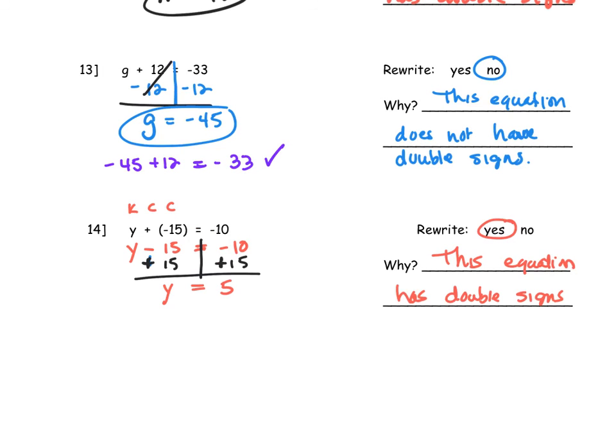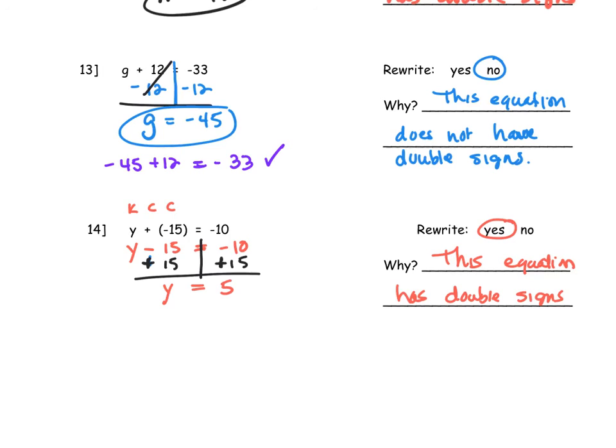Okay, so let's discuss this briefly. We did not have to change this. It was just plus 12. There are no double signs. So we use the opposite of adding 12. We subtracted 12 on both sides, and g equals negative 45. Here's the check, and it did indeed check.